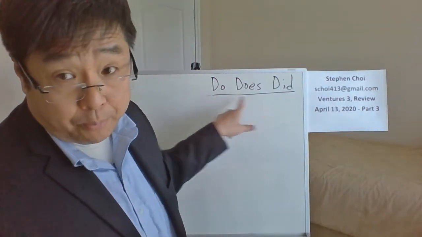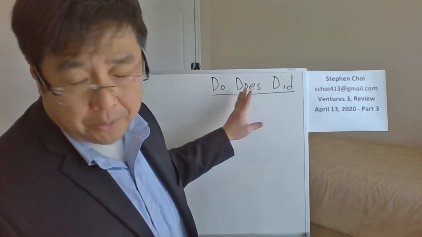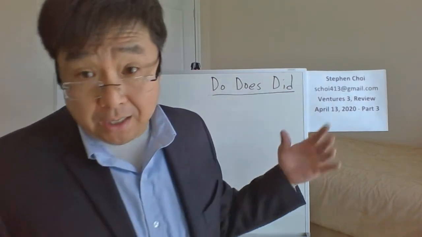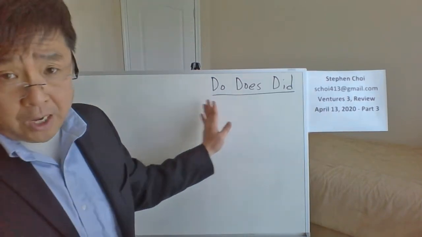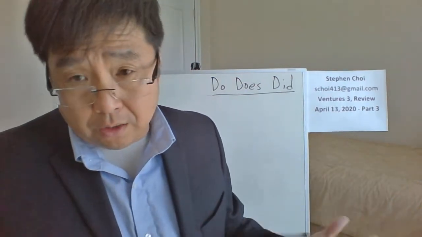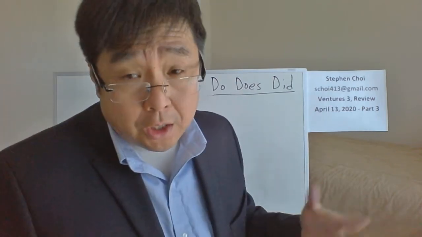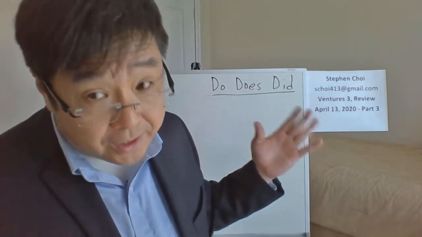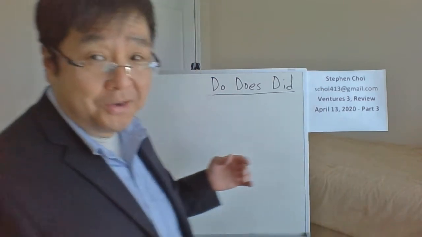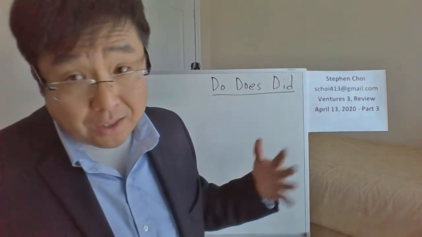The first two are present tense forms. Do, and then does is what? Third person singular. He does, she does, it does, and then did is the past tense form. The reason why I want to talk about this is because I think it's very important, especially for conversational English. If you listen to Americans talk, you'll hear a lot of do, does, did. When you're fluent, it just comes out naturally, and you don't think about it.